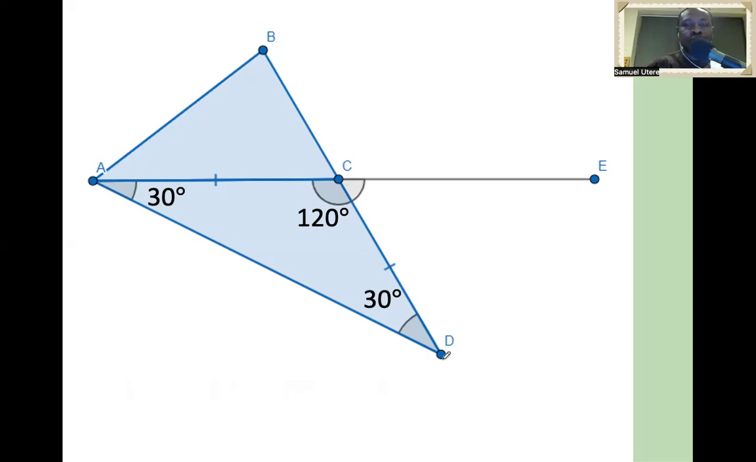Now, what other information do we know that can help us find angle ECD? Well, we know that these are adjacent angles on that straight line. So we can do 180 degrees minus 120 degrees to give us 60 degrees. Why? Because the sum of the adjacent angles on a straight line is 180 degrees. And that's that.